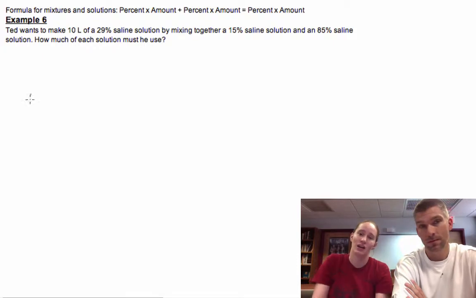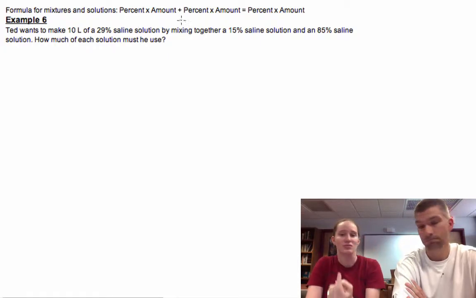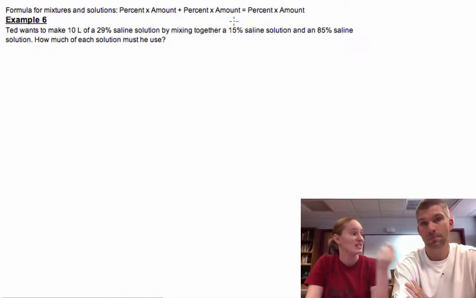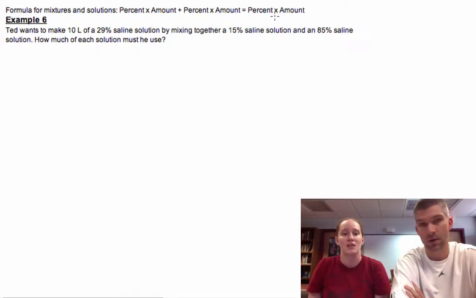This is the case where you have two things you're putting together into one thing. The important thing to realize is that if you have a percent times an amount plus a percent times an amount, it equals a percent times an amount. And the unit has to stay the same the whole way through. That's the important thing.